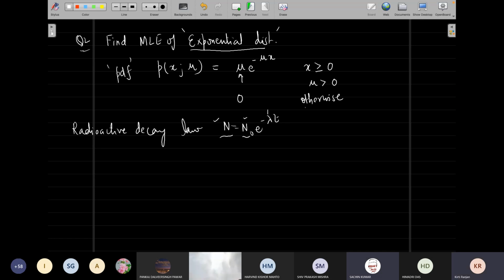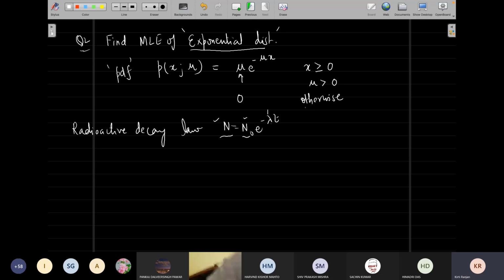Lambda is the decay constant, related to the half-life as 0.693 over lambda. So somehow you know that this is related. This is a decay constant, and it is related with the average half-life. So you know that there exist distributions which follow this exponential distribution.